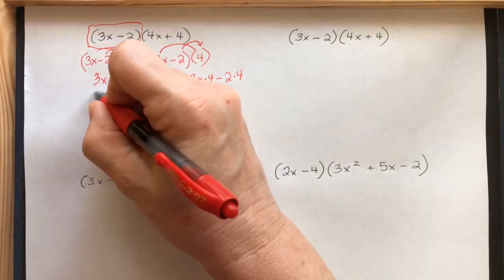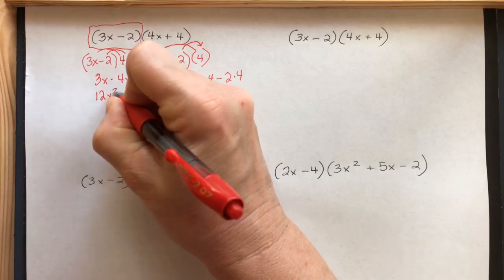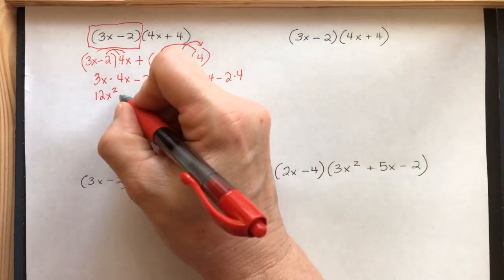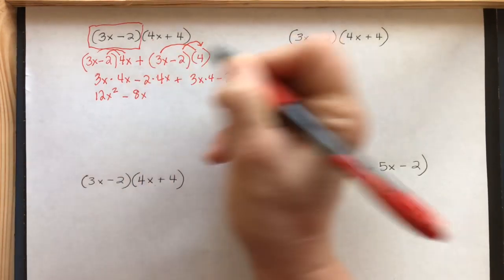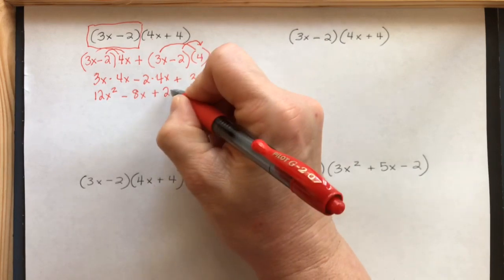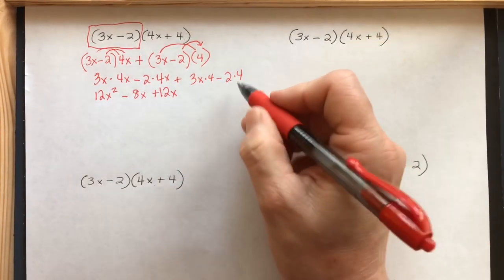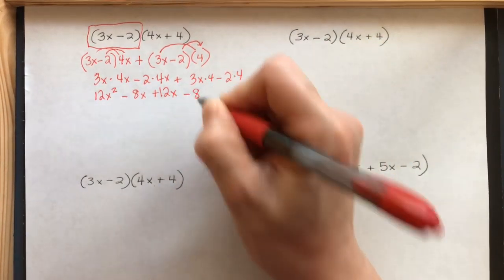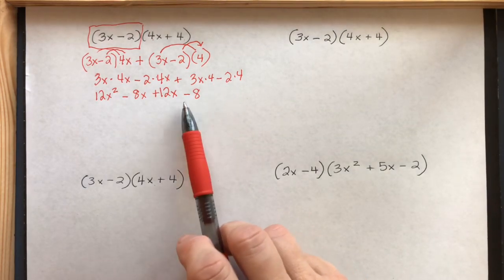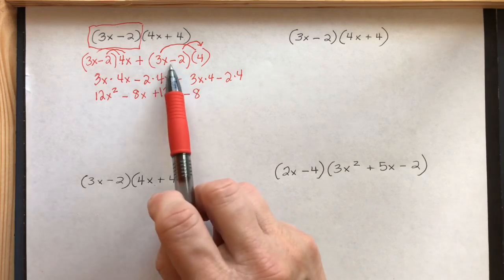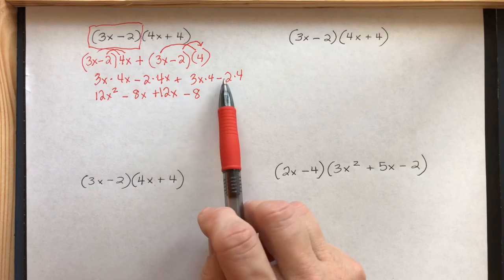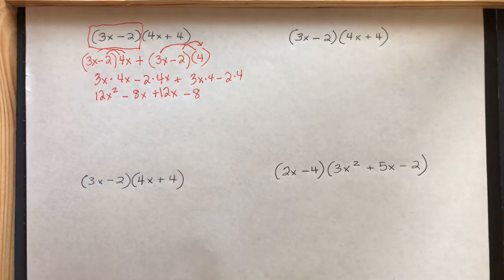So this gives us 12x squared. 3 times 4 is 12, and x times x is x squared, minus 8x plus 12x minus 8. Now, be very careful that you always get your subtraction and negative signs right, because whenever you subtract, that's like adding a negative. So you've got to make sure that you don't mix up your negative signs.